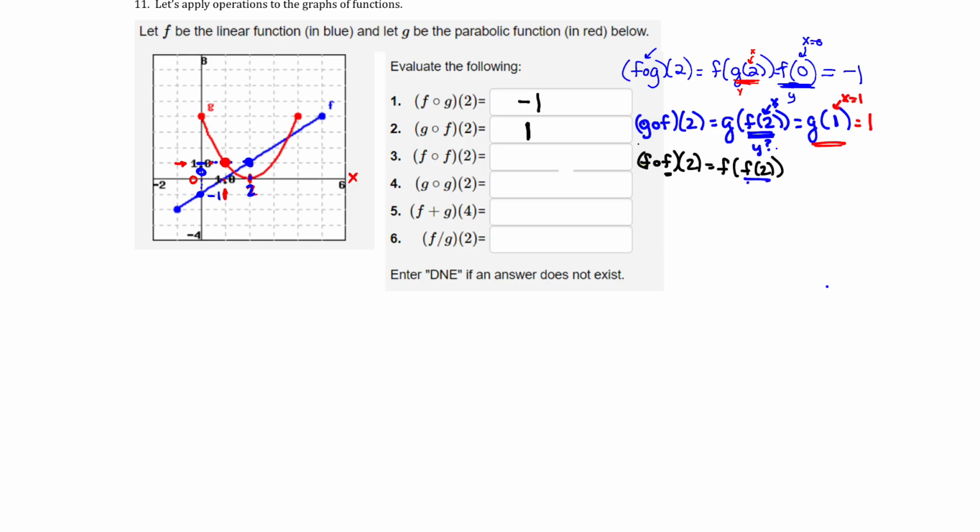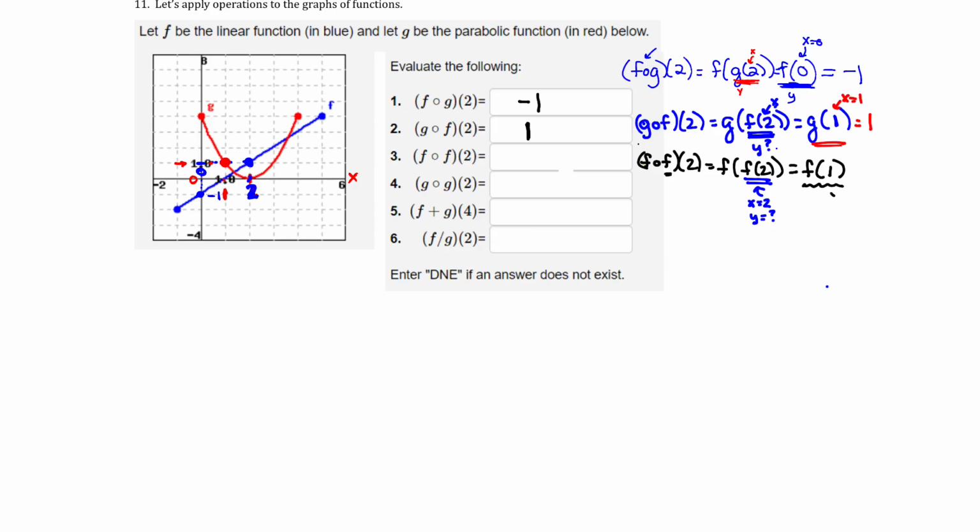Now, f of 2 is my blue function, and I'm saying when x is 2, what is y, right? That's what that means. So when I go to 2 and I see x, what is the y value? My y value is 1. We just did that a second ago, right? So that means when x is 2, f of 2 is 1. So now I'm looking for f of 1.